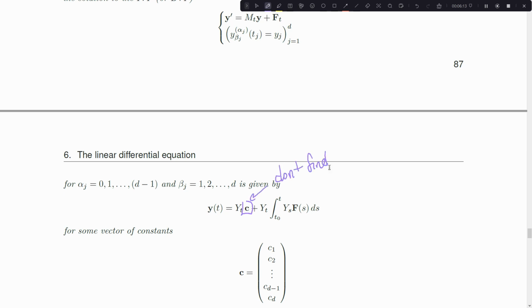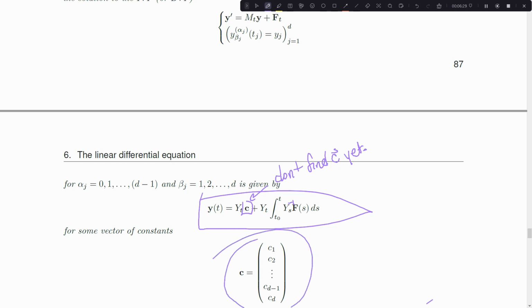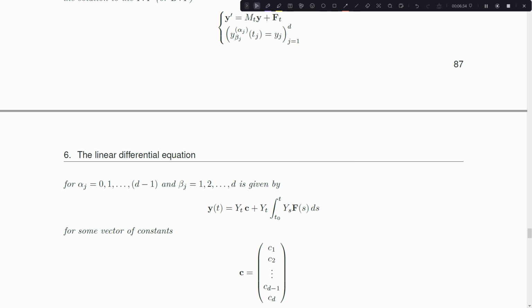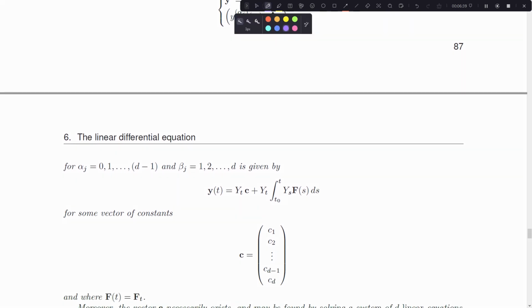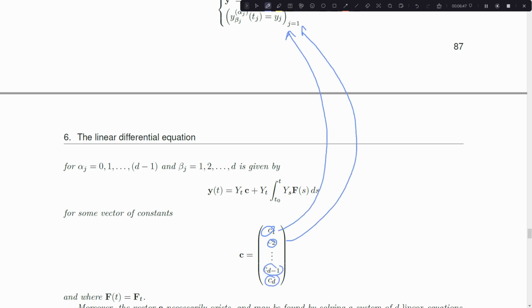so don't find c, the vector, yet. We just compute our solution using Duhamel's, and I'm still missing my inverse there. We compute our solution using Duhamel's with some arbitrary collection of coefficients c, and after we've computed that, we then turn around and ask, can I find out what each c should be in relation to these extra conditions on my ODE?